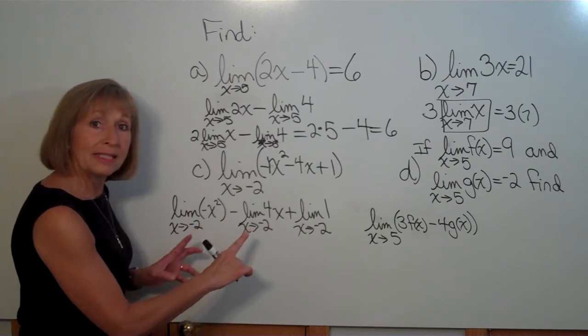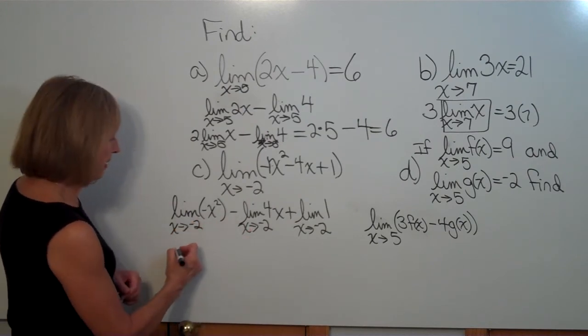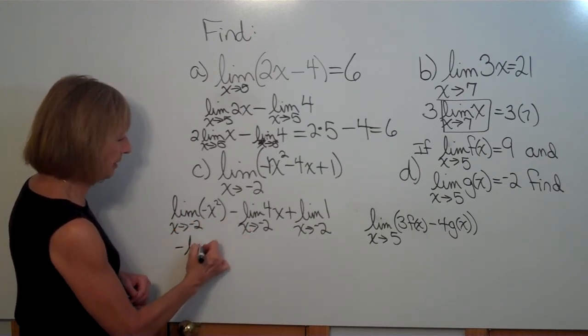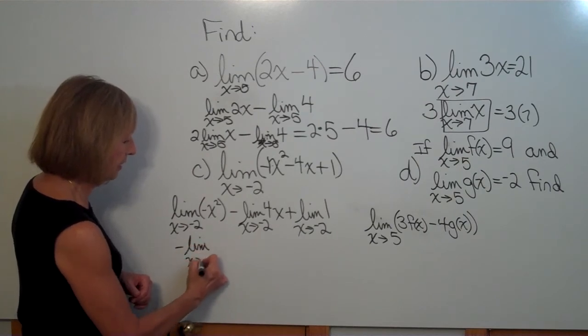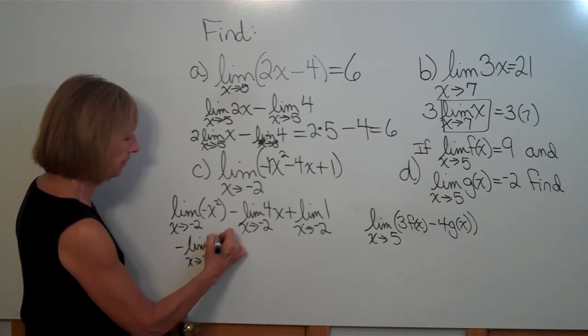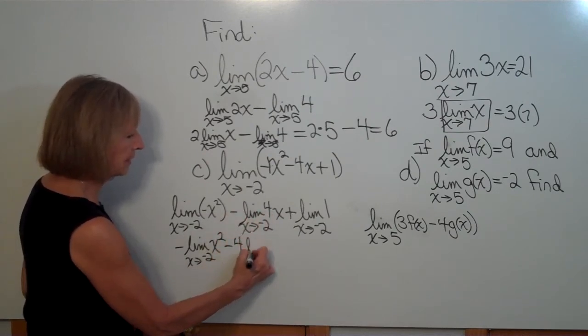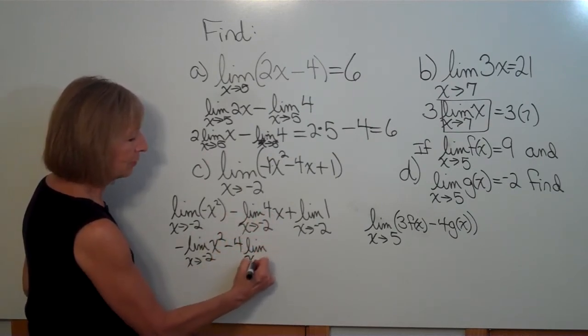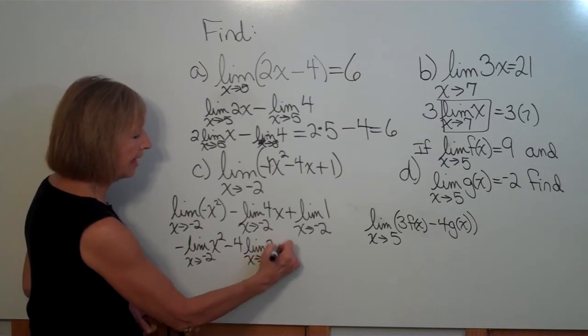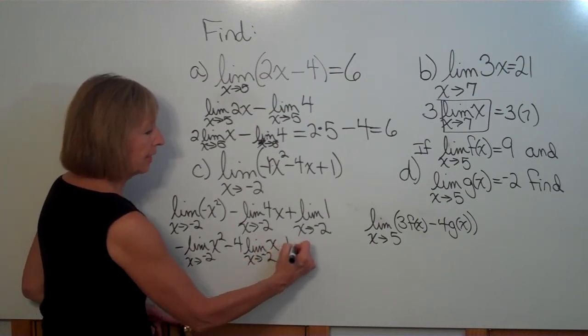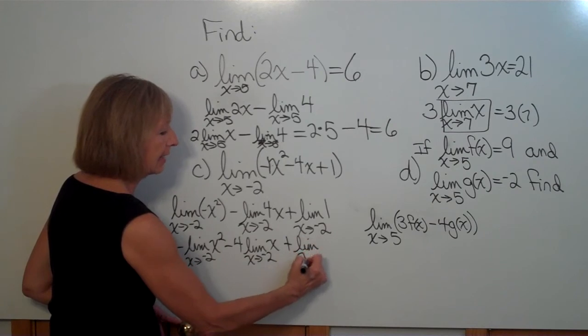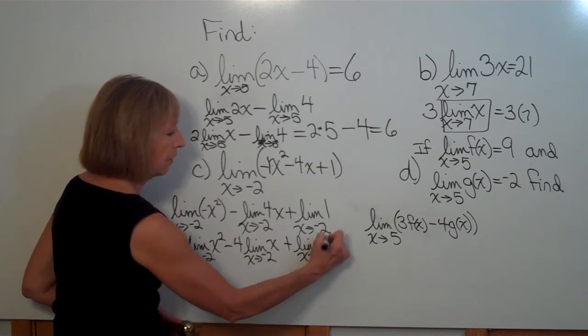For each of these with a scalar multiple, I can bring them out front. So this is negative the limit as x approaches negative 2 of x squared. Then minus 4 times the limit as x approaches negative 2 of x. And then plus the limit as x approaches negative 2 of 1.